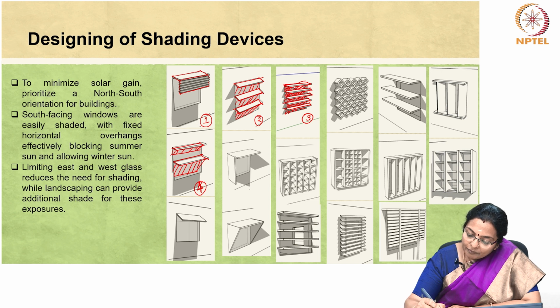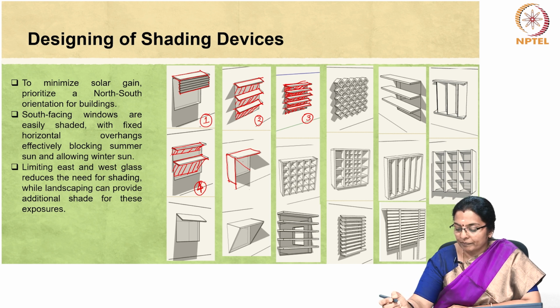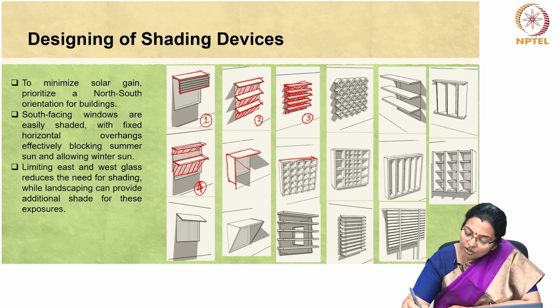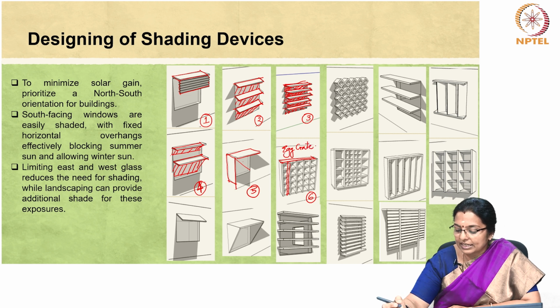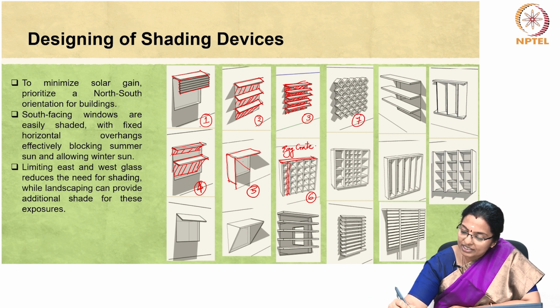We also have a combination of horizontal shading device as well as a vertical shading device. This can also be effectively designed to shade the entire glazing. A combination of horizontal as well as vertical shading device gives rise to egg crate shading device. So, egg crate shading device can be like number 6 or illustration 7.